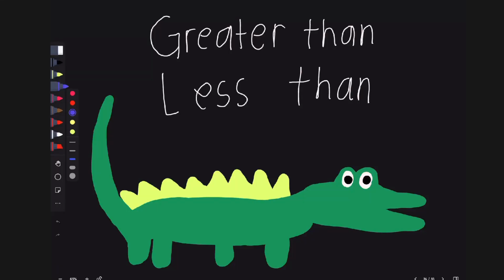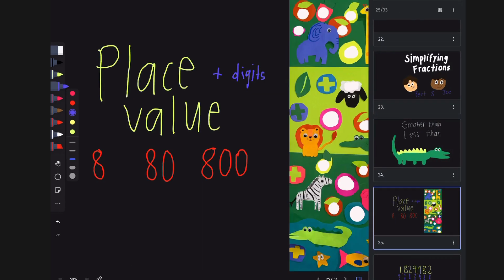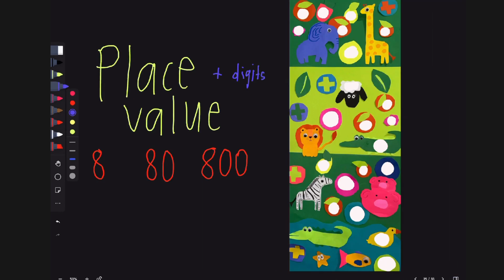Today we're going to be talking about greater than and less than. To begin, we're going to go over place value and digits. If you've learned about place value, then you know that the place in which a number stands gives it its value. So this is the number 8, it's in the ones place. And it has one digit, one space.